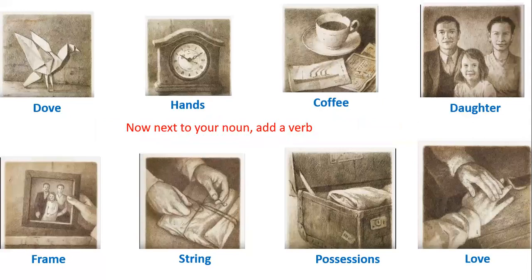String tying together the package. Got the possessions in the box. We've got love. Now, if I look deeper, I'm going to take the picture of the mug.